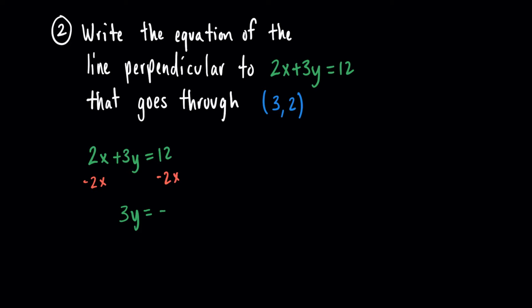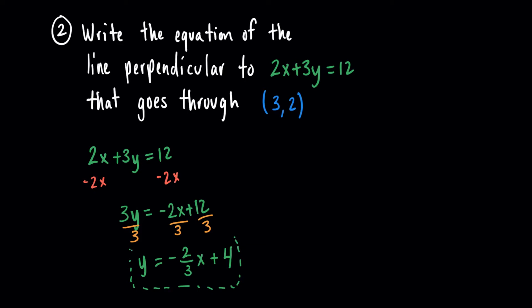3y is equal to negative 2x plus 12. You could write 12 minus 2x, but I like to put the x first. And then we'll divide by 3 on both sides. And we're left with y is equal to negative 2/3 x plus, and then 12 over 3 is just 4, so we'll just say 4. Okay, so this right here is not our line. This was just the original line that we're supposed to be perpendicular to. Okay, so this is the original line.